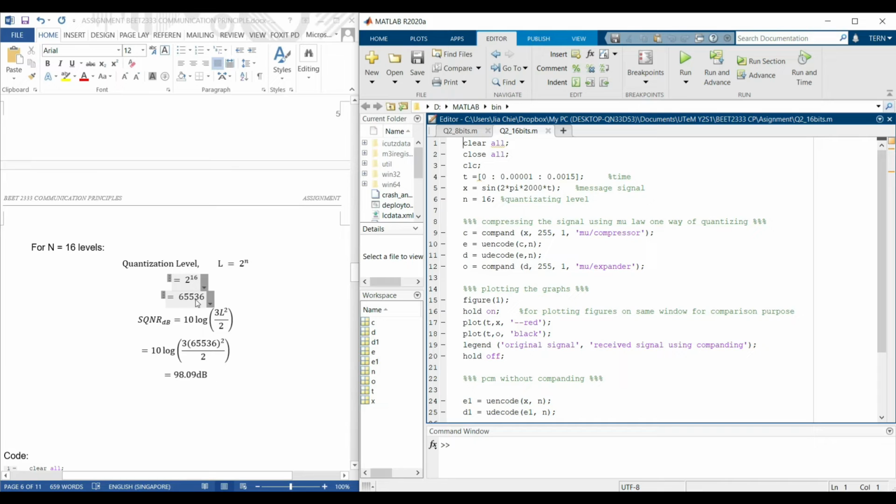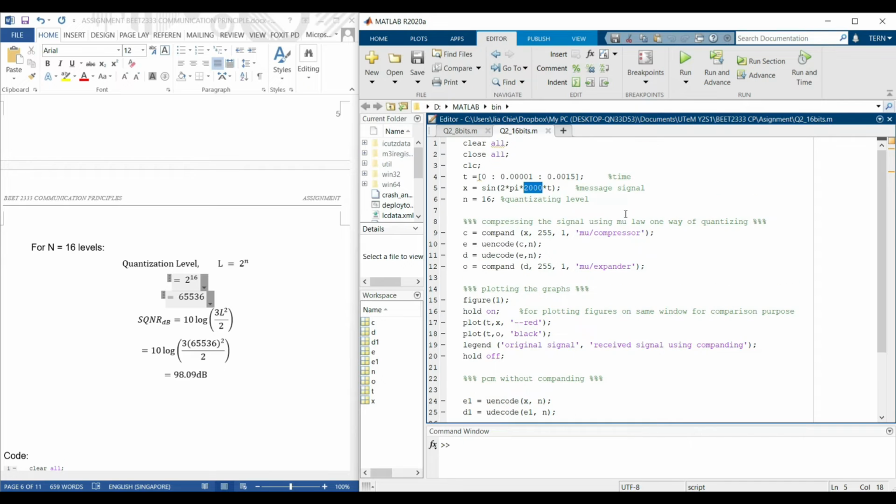the power of 16. Then we get 65,536. Then we calculate the SQNR in dB with 10 log of 3 L squared over 2. Then we will get 98.09 decibels. Then we will generate the quantization level of 16 with the 2 kHz signal.